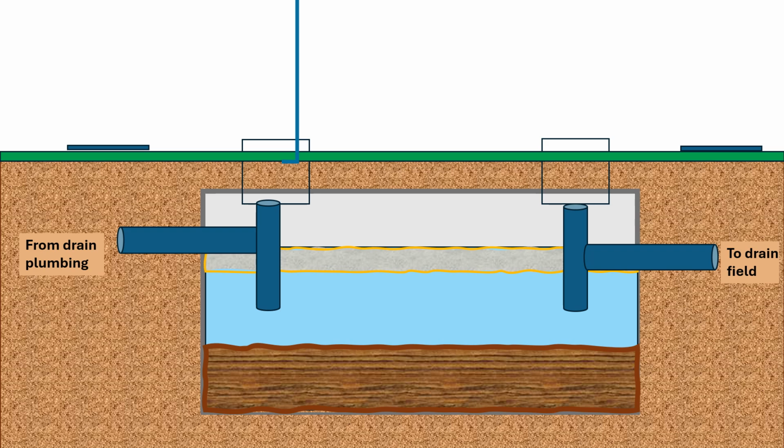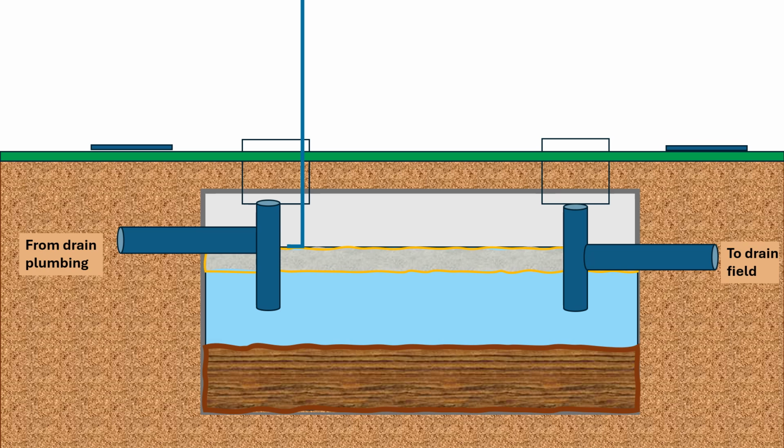The first measurement we're going to take with our scum stick is where the top of the scum layer is. So we lower our scum stick through the access riser down till it touches the top of the scum layer, and we make a little mark where the scum stick and the top of the riser intersect. Make a little mark with the marker.